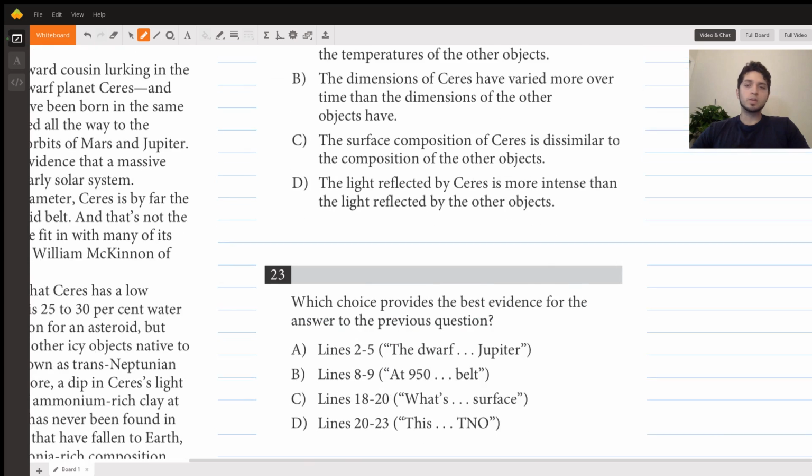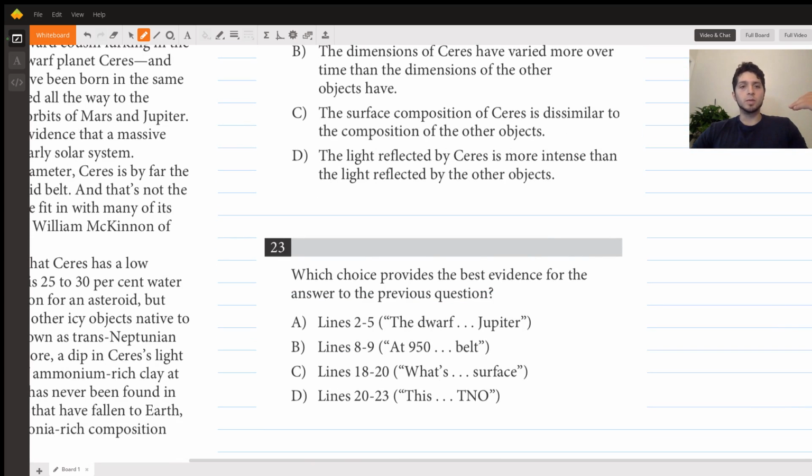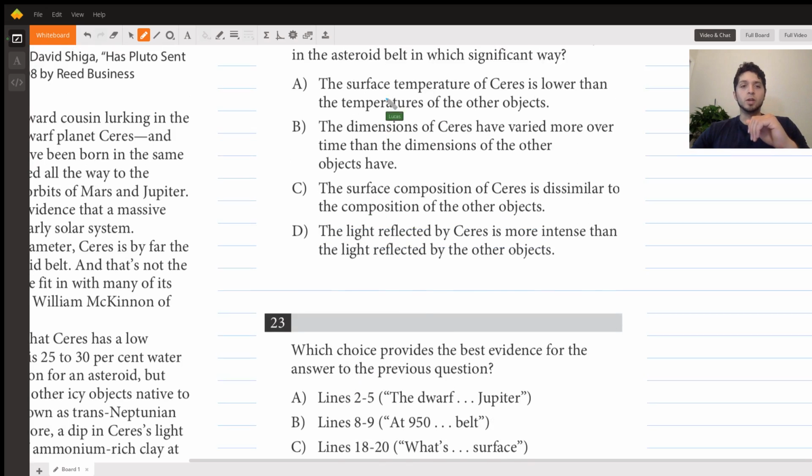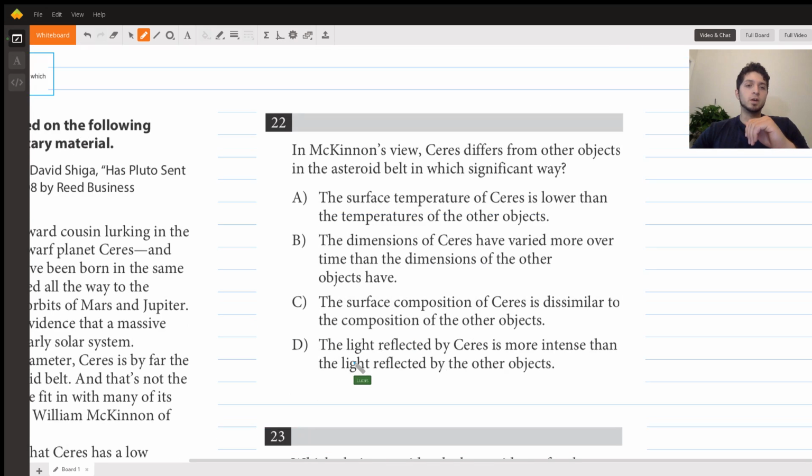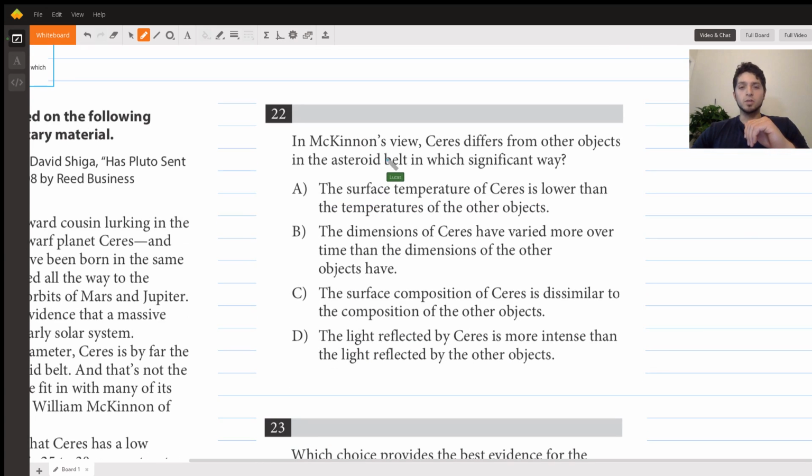So the first thing is it's a paired question, which means we have two parts, part A and part B, and the best way to solve these is to start with the answer choices for 23. We're just going to go through each one of these one by one and see which one of these could answer 22. And then based on whatever those answers are, we're going to go back and answer question 22.